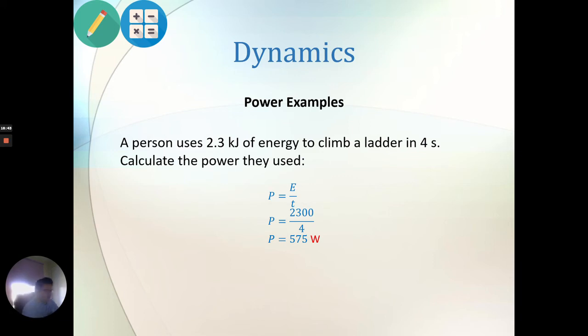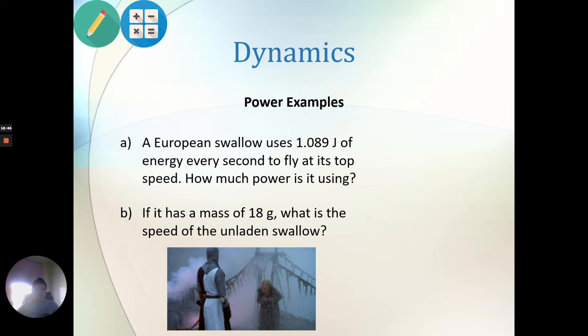Another example we could go for is a European swallow uses 1.089 joules of energy every second to fly to its top speed. How much power is it using? Well, it's telling us how much energy is being used each second, so P equals E over T equals 1.089 over 1 equals 1.09 watts. Remember, 3 significant figures is the right number to be dealing with.